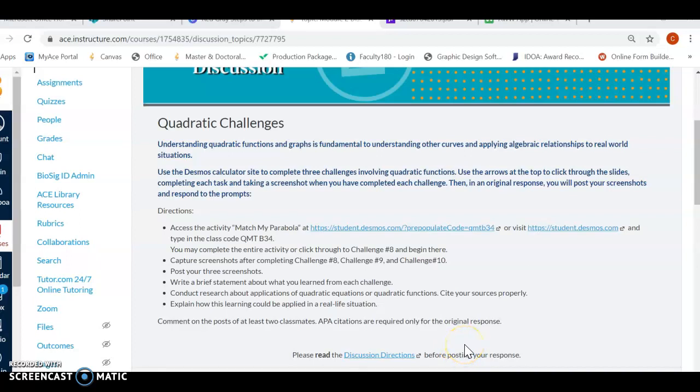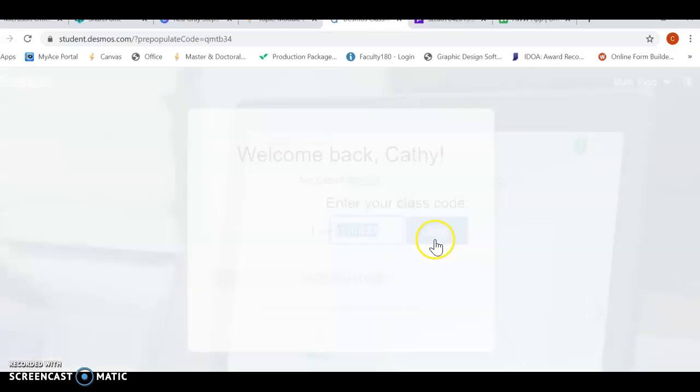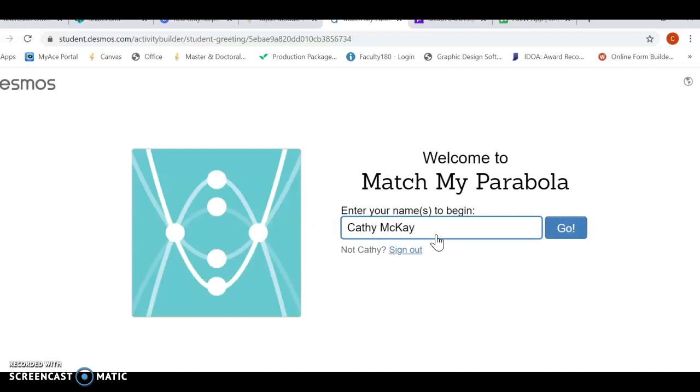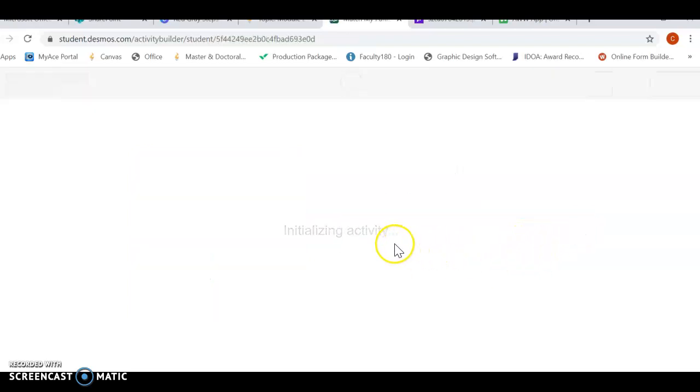Hi class. Now for this discussion for Module 2, we're doing the quadratic challenges. We're going to access the activity Match My Parabola, and this is through Desmos. I'm just going to go ahead and click on this link, and because I already have an account in Desmos, that's why it had my name, and then I'm going to go ahead and match my parabola.